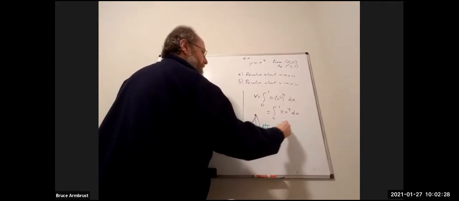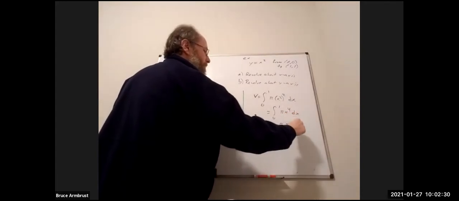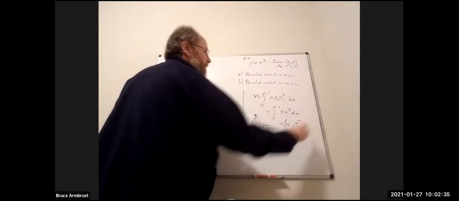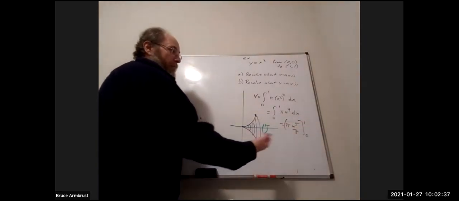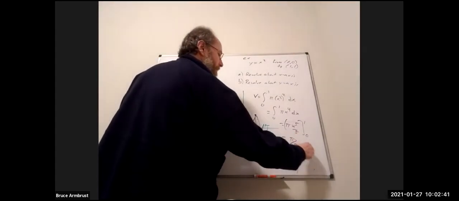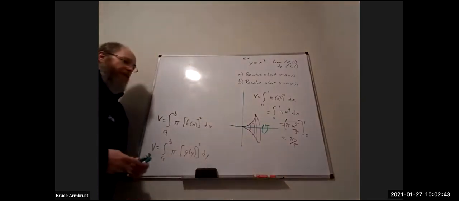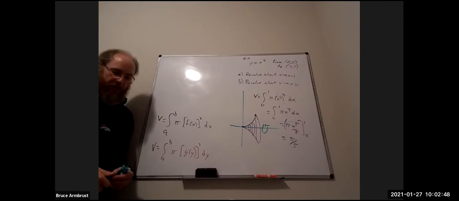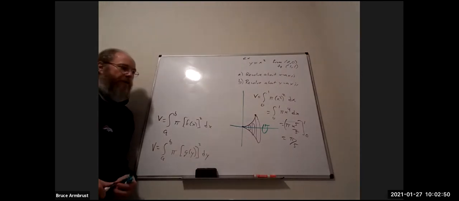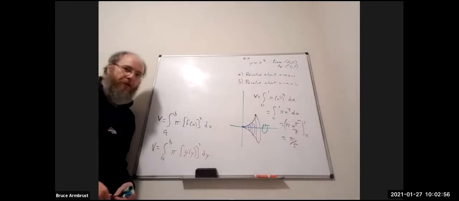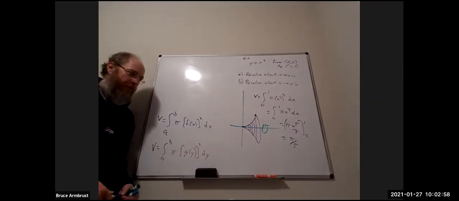The pi is a constant multiple. x to the 4th becomes x to the 5th over 5. We're going to plug in 1 and plug in 0 using the fundamental theorem, and that ends up giving us pi over 5. So the volume of that solid is going to be pi over 5 cubic whatevers. Cubic inches, cubic feet, cubic meters, cubic light years, whatever.